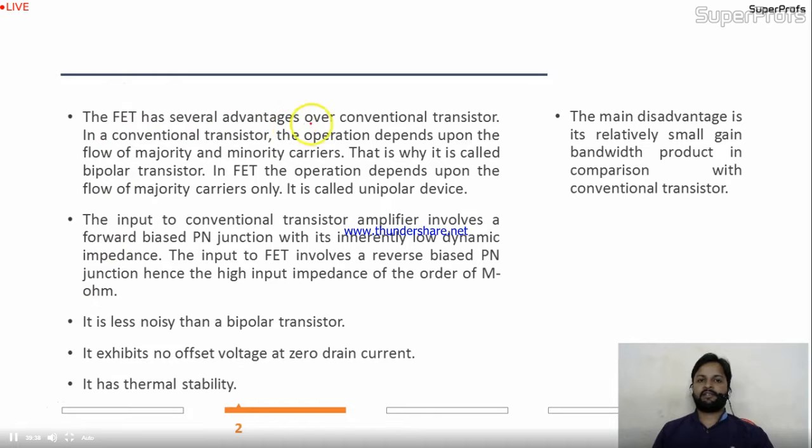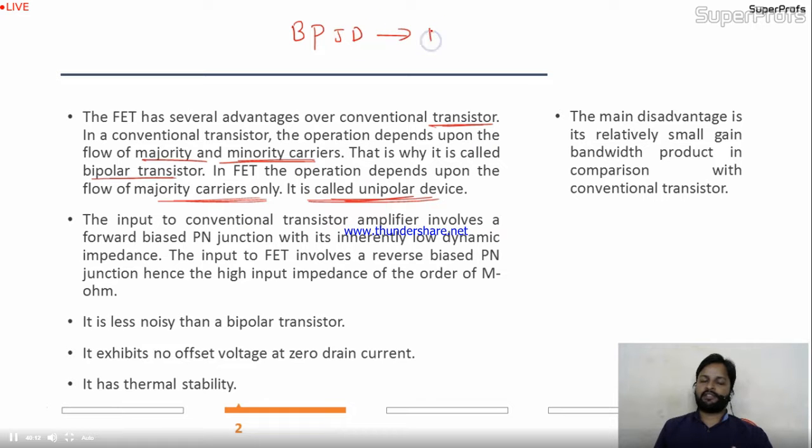So the FET has several advantages over the conventional transistor. In a conventional transistor, the operation depends upon the flow of both majority and minority carriers. It is a bipolar junction device. That is why it is called the bipolar transistor. But in FET, the operation depends upon the flow of majority carriers only, so it is called a unipolar device.